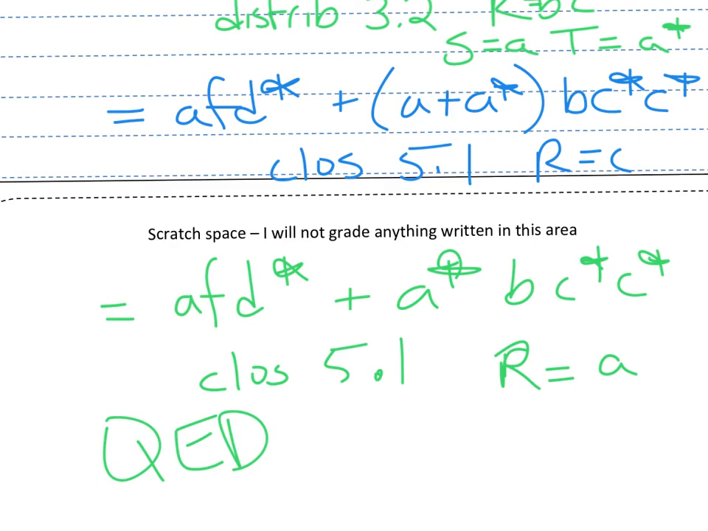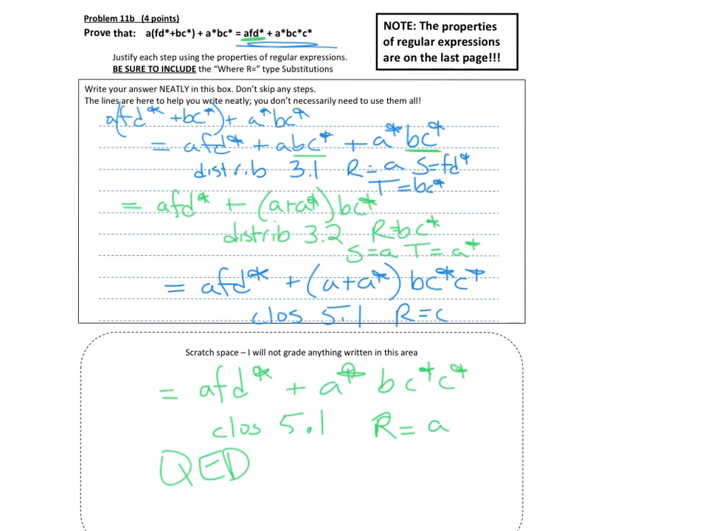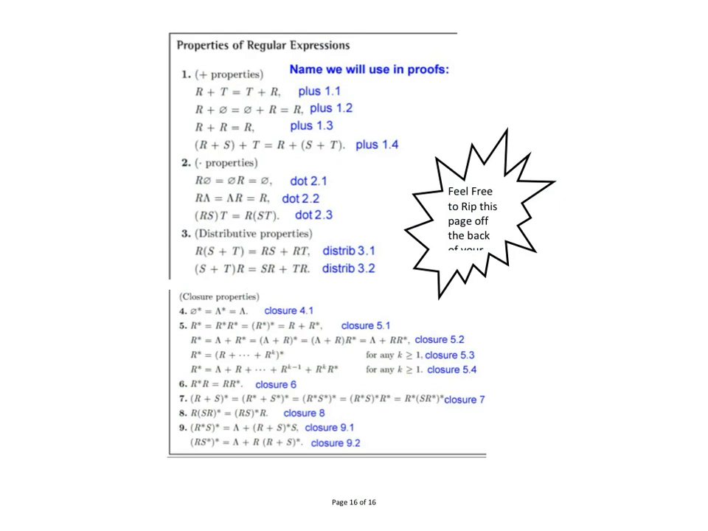Because if I show you up at the top, we have AFD star. I'll shrink it a bit. All right. I was trying to get to AFD star plus A star BC star C star. And I have AFD star plus A star BC star C star. Therefore, I can write QED. Therefore, I'm done. Okay, and I'm just going to let the video sit on this page for a couple of seconds so you can see the reasons that I use, just in case you don't happen to have my reason sheet.